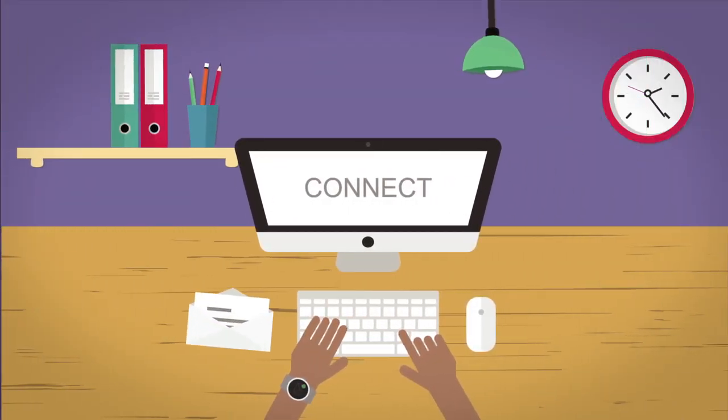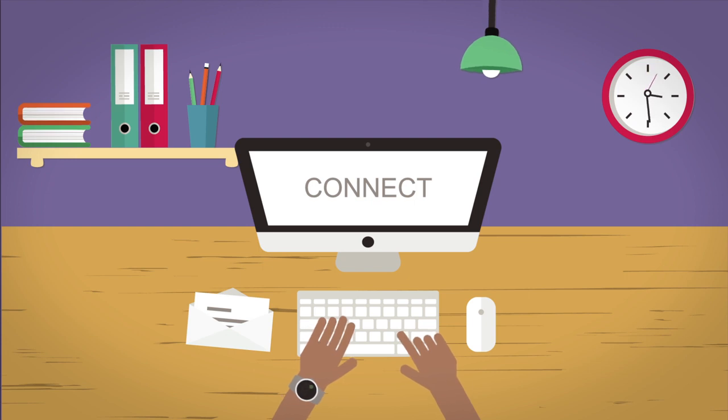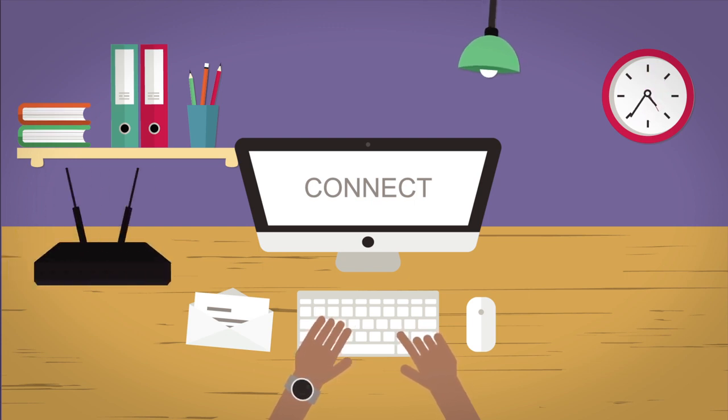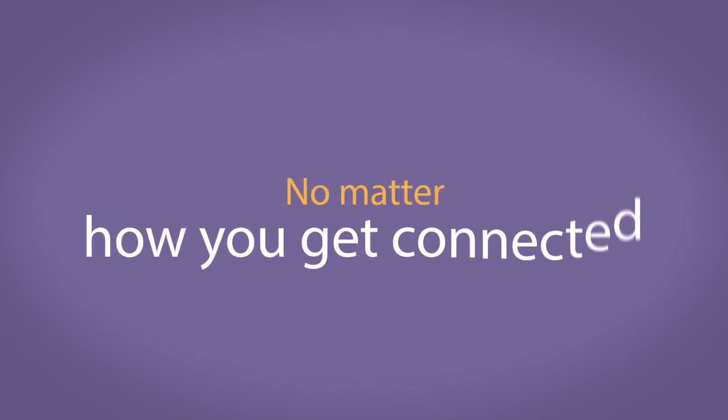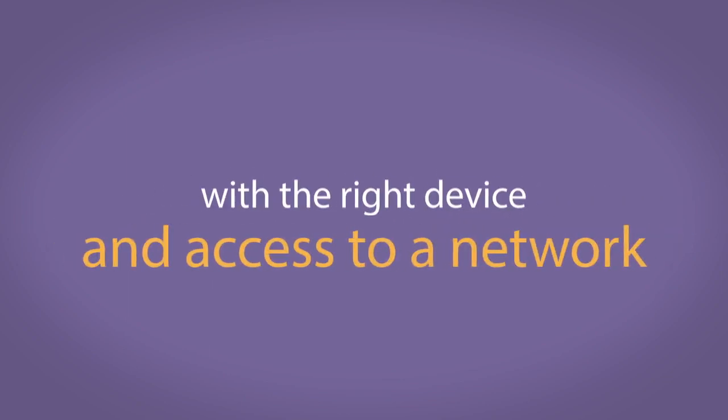If you don't have access to existing public or private networks, there are ways to set up your own network by contracting service with an Internet Service Provider or ISP. These networks are set up using modems that create a connection to the Internet and routers that allow multiple computers to connect to the network. The ISP usually provides you with these devices. No matter how you get connected, going online is quick and easy with the right device and access to a network.